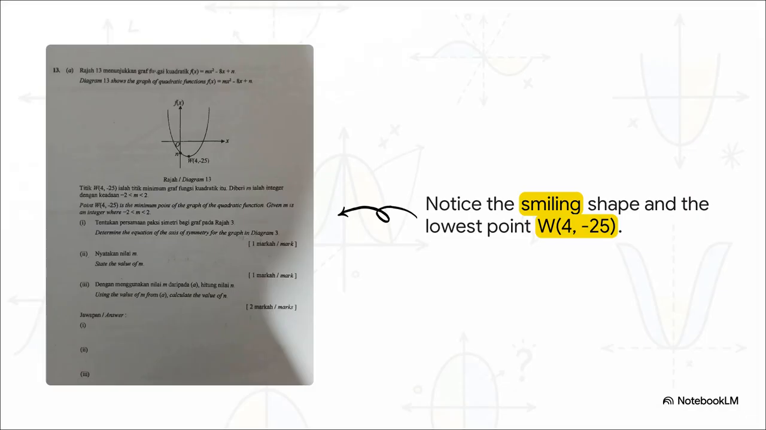Now, shift your focus to the physical shape of the graph itself. You see that smiling U shape? That curve swoops all the way down, hits a very specific bottom floor, and swoops right back up. That lowest floor is given to us as point W, sitting at the coordinates 4 and negative 25. That point W, that is our anchor. It's the key to almost everything we're about to solve.